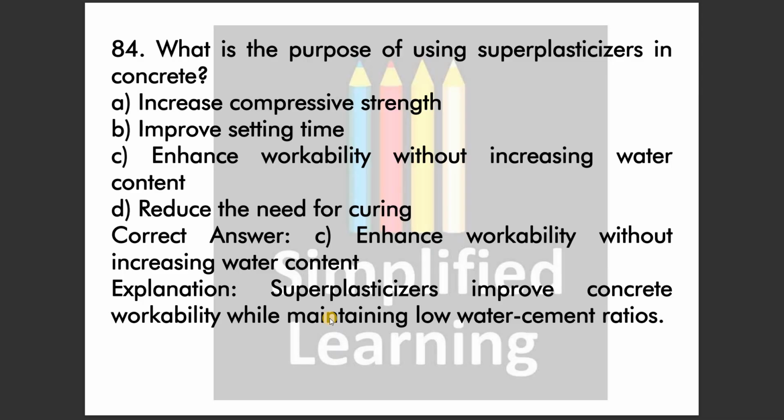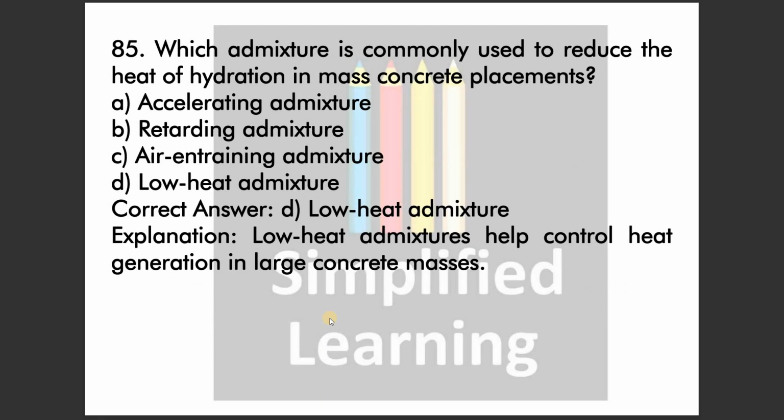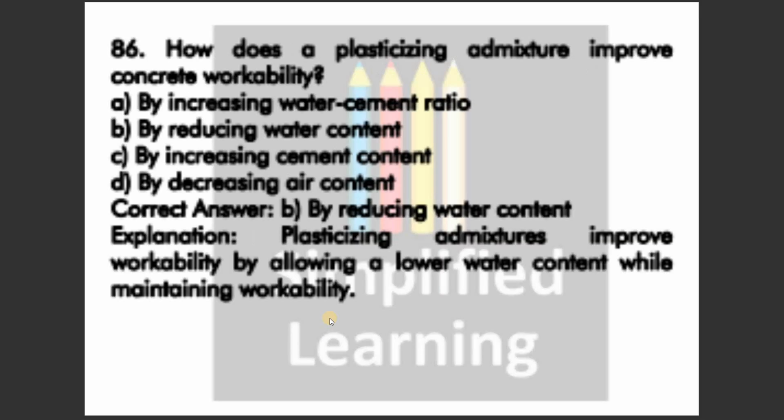Then what is the purpose of using superplasticizer in concrete? See, to enhance workability without increasing water content, means without changing the water content, we are going to improve the workability property, right? Then which admixture is commonly used to reduce the heat of hydration in mass concrete placement? Low heat admixture. Either you can use low heat cement, or if the cement or concrete is normal, then you can use the admixture that is low heat admixture.